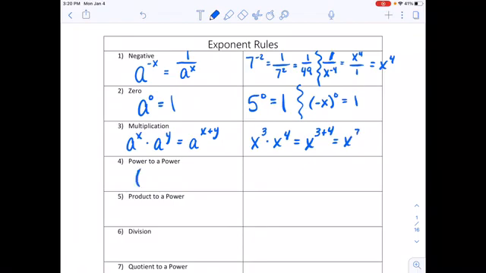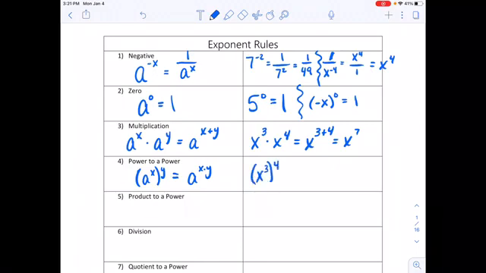If you have power to a power, you have only one base, and then you have an exponent on the outside of parentheses. This is just saying that you are going to multiply your exponents this time. So for example, we have x cubed all to the fourth power. This is equal to x to the 3 times 4, which is equal to x to the 12th power.